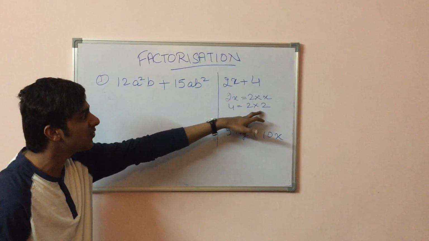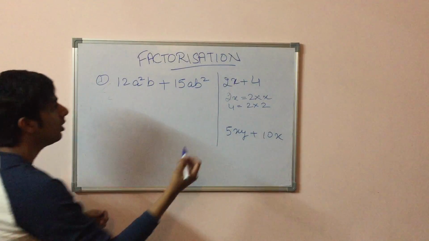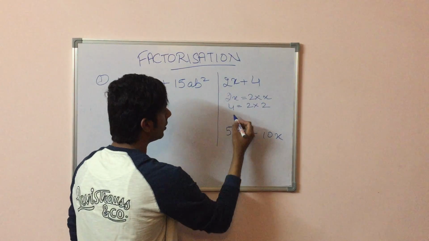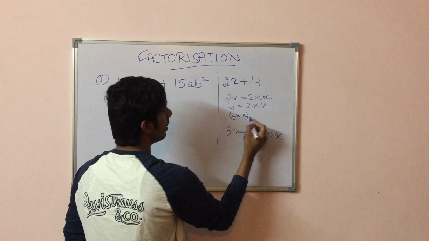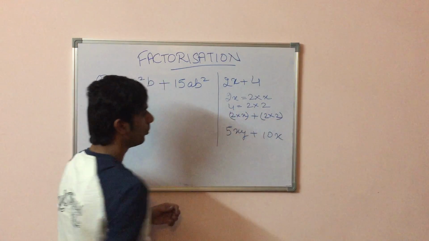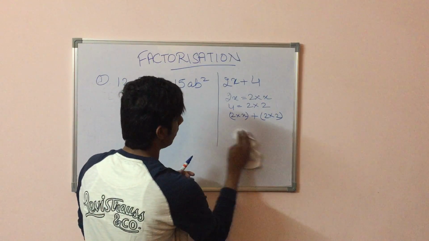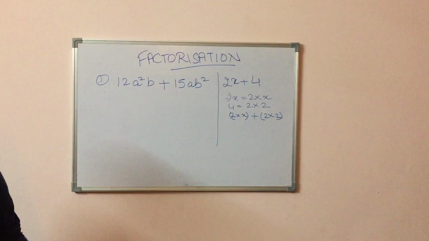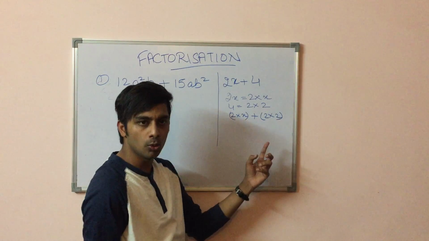Now if I put these factors in my question, it will be 2 into x plus 2 into 2. If I write it as 2 into x plus 2 into 2, right?